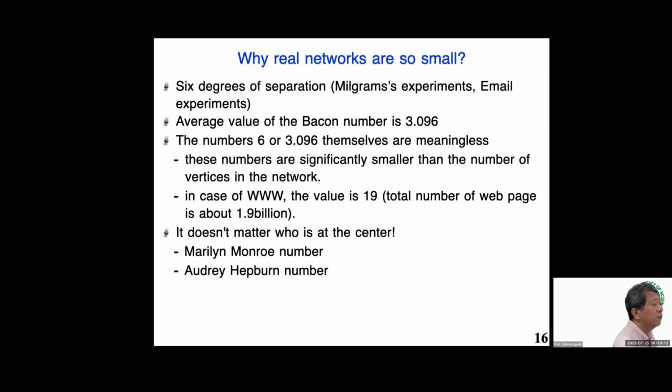In fact, the first example, the letter chain experiment, showed 6 degrees of separation. And the second one, the email experiment, had 5 to 7 steps. And in the third example, the average Kevin Bacon number was 3.069. However, these numbers, 6 or 5 to 7 or 3.069, are not important. The important point is that these numbers are significantly smaller than the number of vertices of the network.